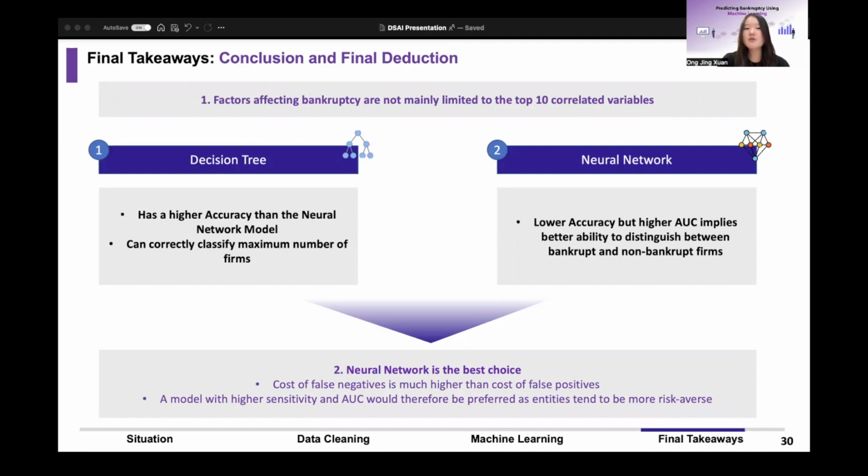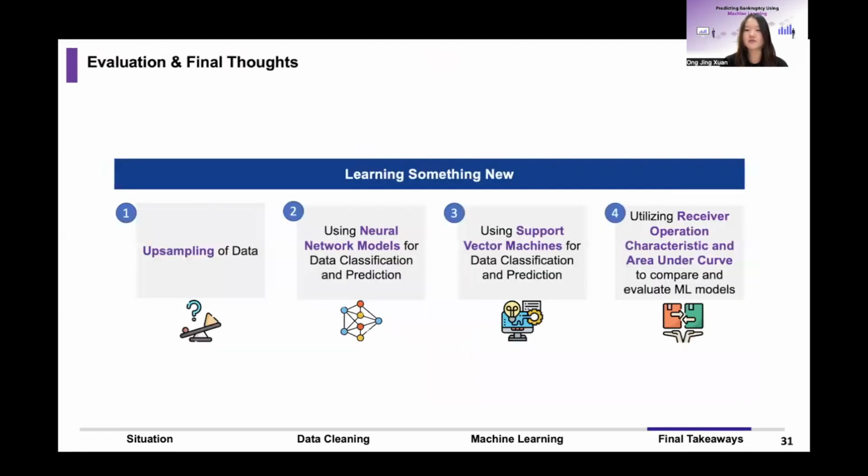In our analysis, we found that the decision tree and neural network models were the top 2 performing models based on accuracy and area under curve respectively. The decision tree can correctly classify a maximum number of firms, while the neural network is better at distinguishing between bankrupt and non-bankrupt firms. However, the cost of classifying a bankrupt firm as non-bankrupt is more significant than classifying a non-bankrupt firm as bankrupt. Therefore, entities which tend to be more risk-averse should use the neural network model as it has a higher sensitivity and area under curve.